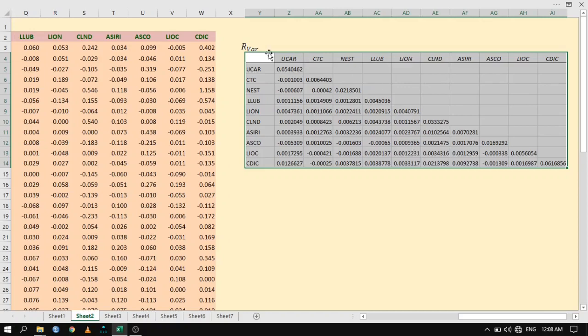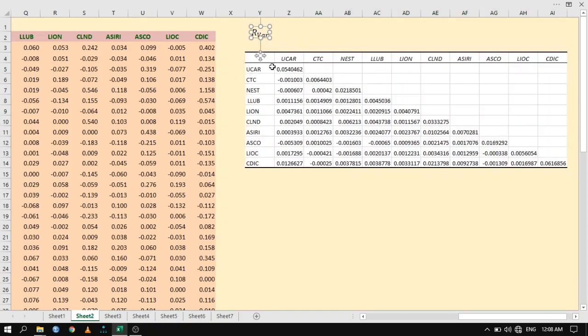So let me do some formatting here so that you can clearly see.